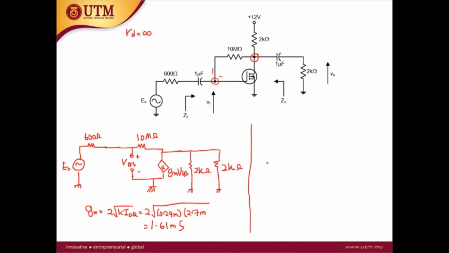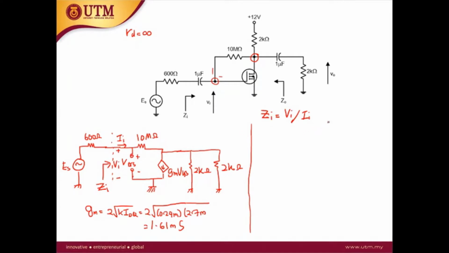Okay, the next analysis is the calculation of the input impedance. So what is input impedance? Input impedance is the impedance seen from the input port. This is the ZI. ZI is equal to VI over II. So VI is the voltage across here. So this is VI. Okay, what is II? II is the current towards the input.